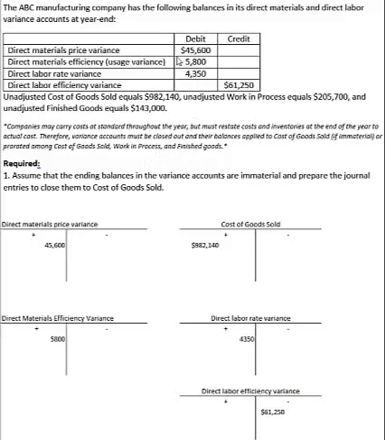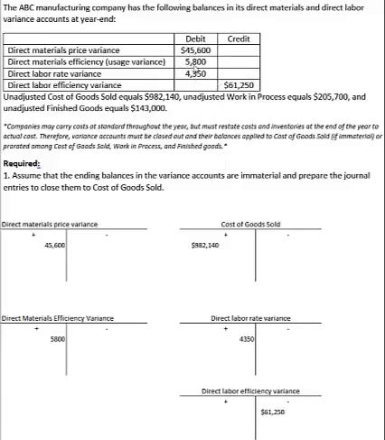So this problem gives us the ending balances in each one of these accounts. We have all the variance accounts, the direct materials price and efficiency variance, and the direct labor rate and efficiency variance. And you notice some of them have a debit balance and some of them have a credit balance. And remember, if they have a debit balance, that's an unfavorable variance. If it has a credit balance, it's a favorable variance.